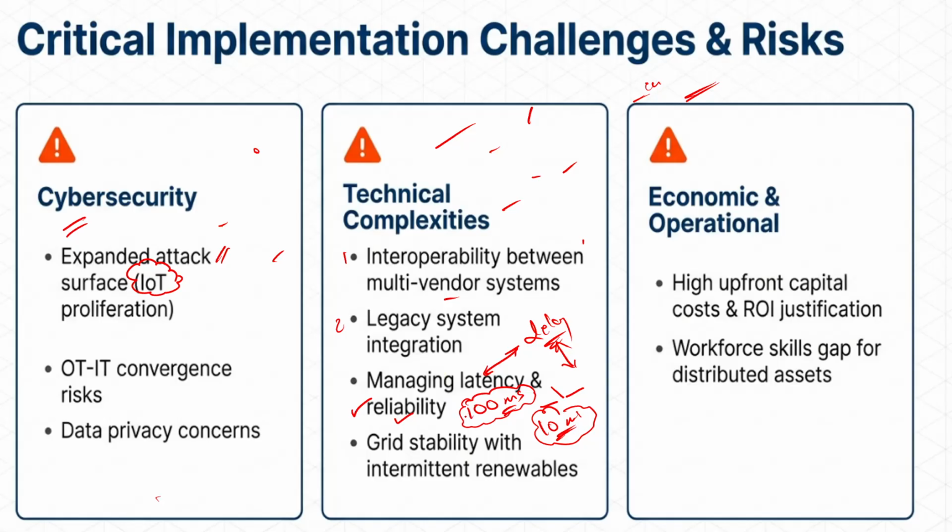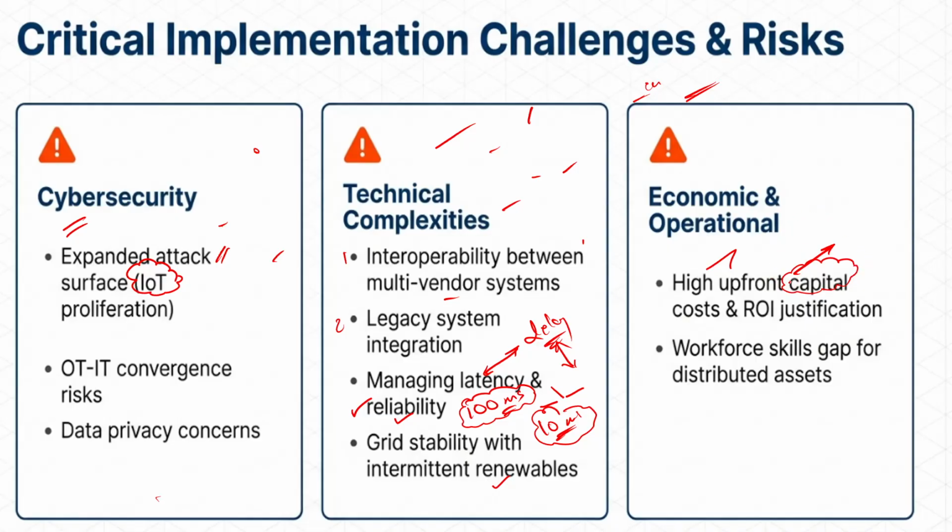And the grid stability, so we have to integrate the renewable resources. We saw there will be different challenges in terms of integration of renewable resources, right? That is one thing. And coming to the commercial and operational risk, a very high cost is involved upfront. We have to invest a lot of money to upgrade this legacy system into the latest smart grids, right? So the capital is very high.